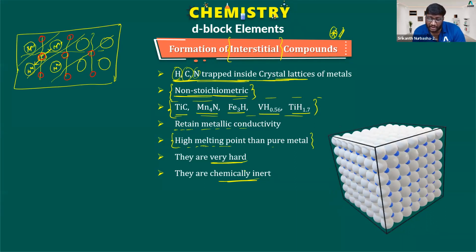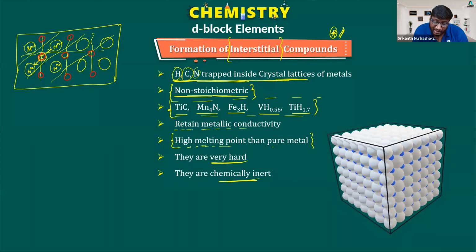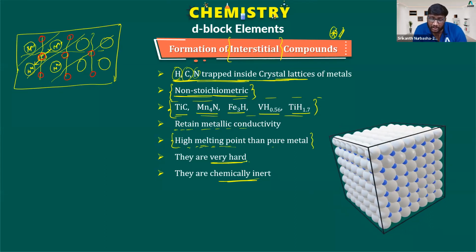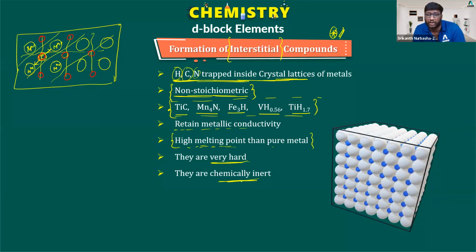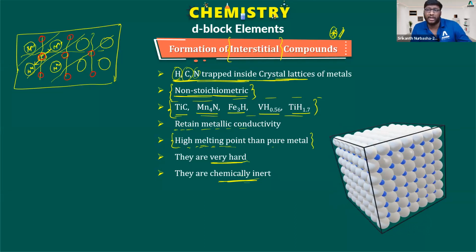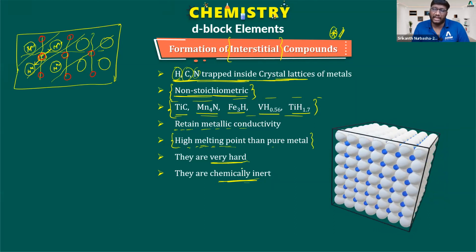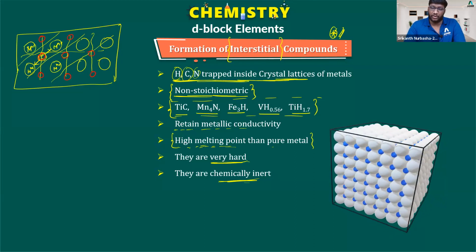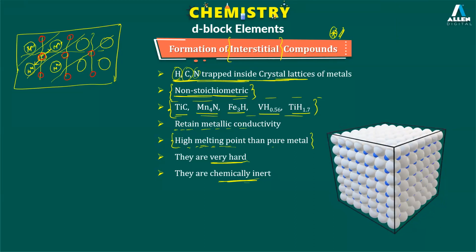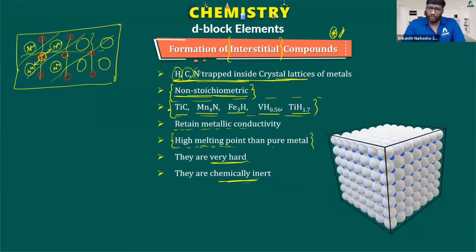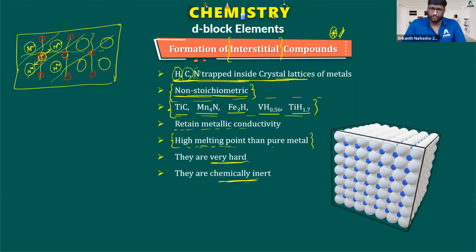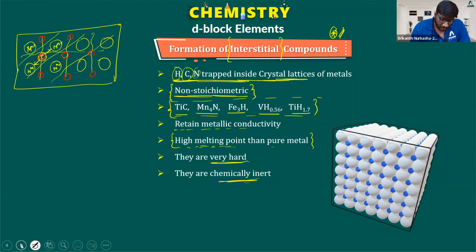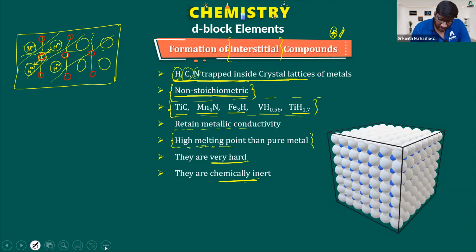So because of the increased melting point compared to the pure metal, these interstitial compounds are very hard. If they are very hard, automatically they are going to be chemically inert, similar to your gold and diamond. Right, students, understood now the formation of interstitial compounds? Yes or no? Yes, very good. So let us continue with our discussion. Let me change the slides.